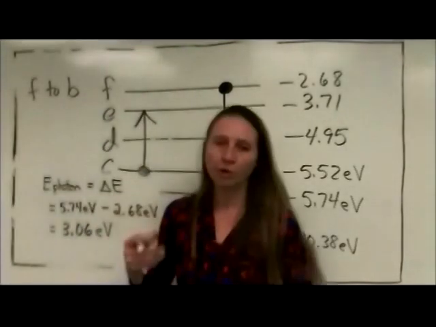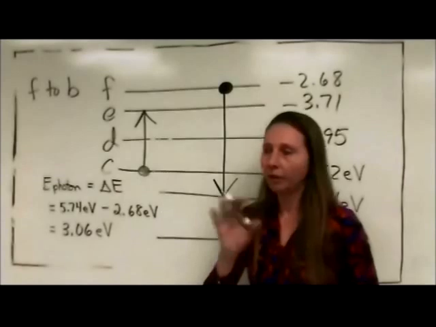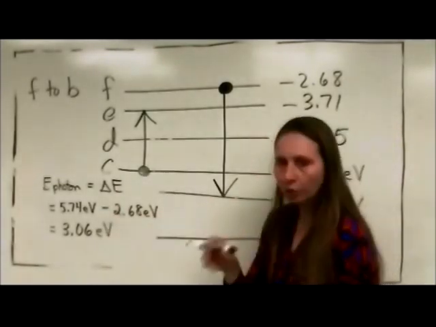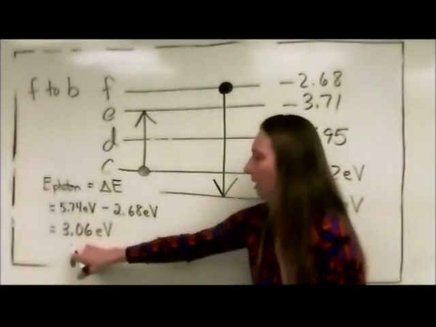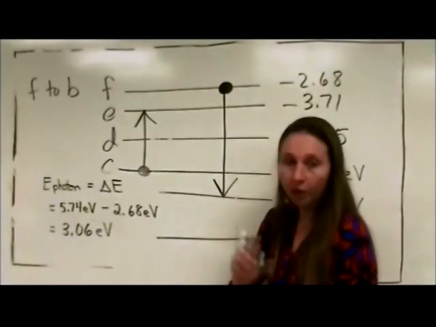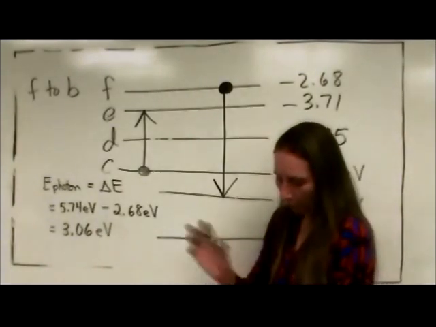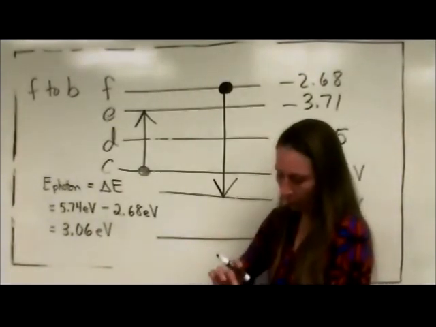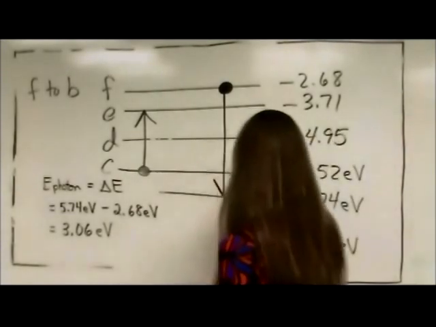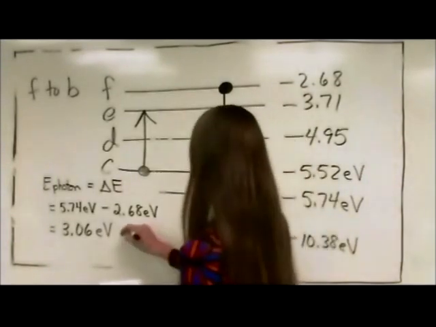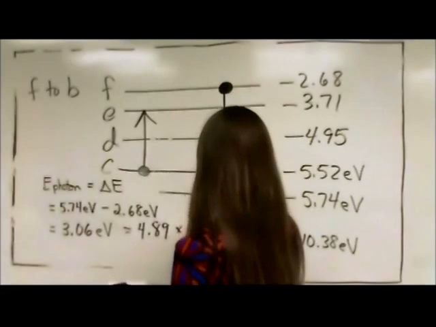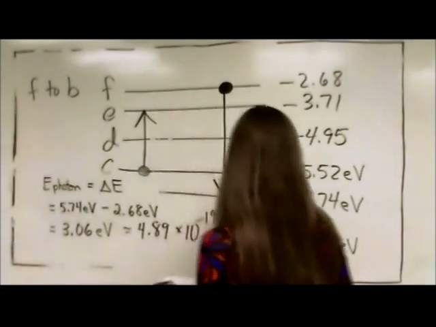Now, in the previous section, a few moments ago, I showed you all the calculations. I'm just going to go through this with the calculator to figure out exactly what we have here. 3.06 electron volts. I'm going to convert that to joules. Multiply that by 1.6 times 10 to the negative 19. So how many joules is that? That's 4.89 times 10 to the negative 19 joules.